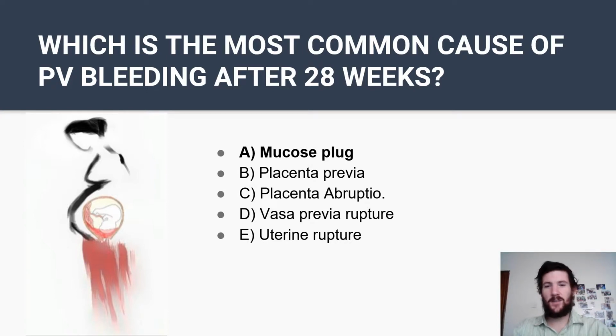So the correct answer is mucus plug. Why? Because the key here is that I'm asking about PV bleeding. So it's bleeding coming from the vagina. But we don't know if that bleeding is from the vaginal walls, from the cervix, from the posterior fornix, or from inside the uterus. So the bleeding of the mucus plug is very common. I'm going to show you why and how we can see that.